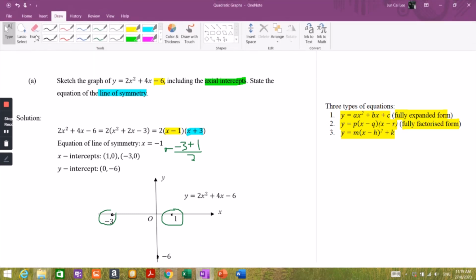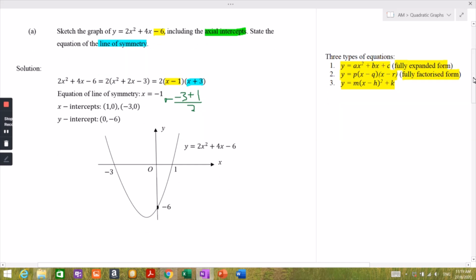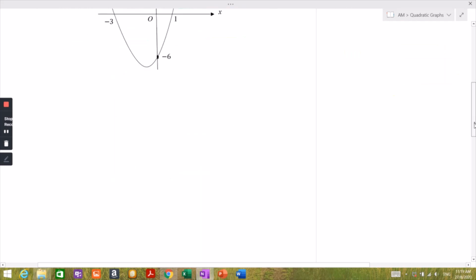With that, you can start to sketch the graph, and the graph will look like this U shape, passing through -3 and 1, passing through -6 for the y-intercept. Yep, that's how the graph looks over here. Okay, that's for part A.